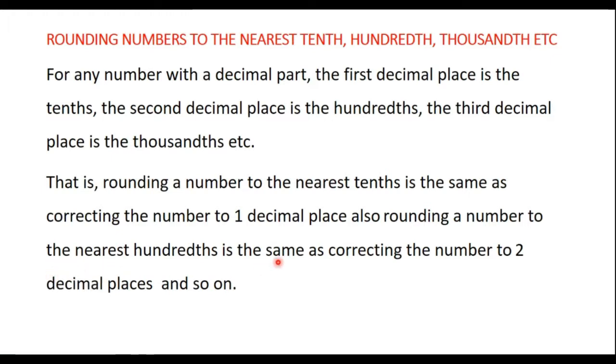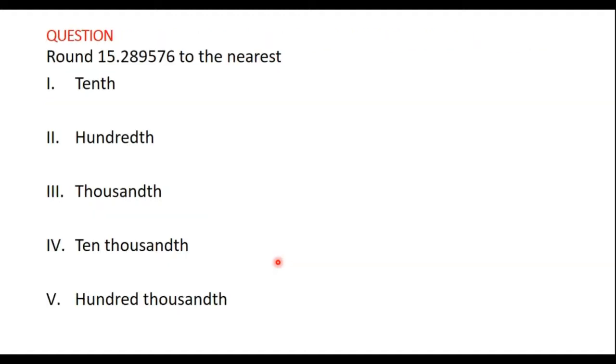If you are told to round a number to the nearest tenth, all we need to do is to correct the number to one decimal place. To the nearest hundredth, correct it to two decimal places. To the nearest thousandth, correct it to three decimal places. To the nearest 10,000th, correct it to four decimal places, and the order goes on. So let's take a question. Round 15.289576 to the nearest (I) tenth, (II) hundredth, (III) thousandth, (IV) 10,000th, (V) 100,000th.